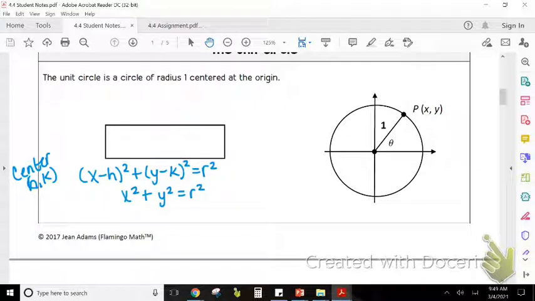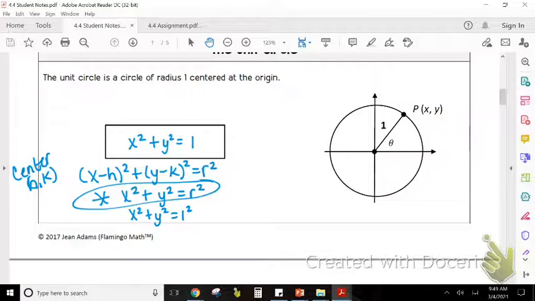Particularly for points on the unit circle, remember the unit circle means our radius is 1, so x squared plus y squared equals 1 squared, and 1 squared is just 1. We will actually use this one a lot, because not all the time is our radius going to equal 1 in the information they give us. But if it's on the unit circle, we know that x squared plus y squared has to equal 1.